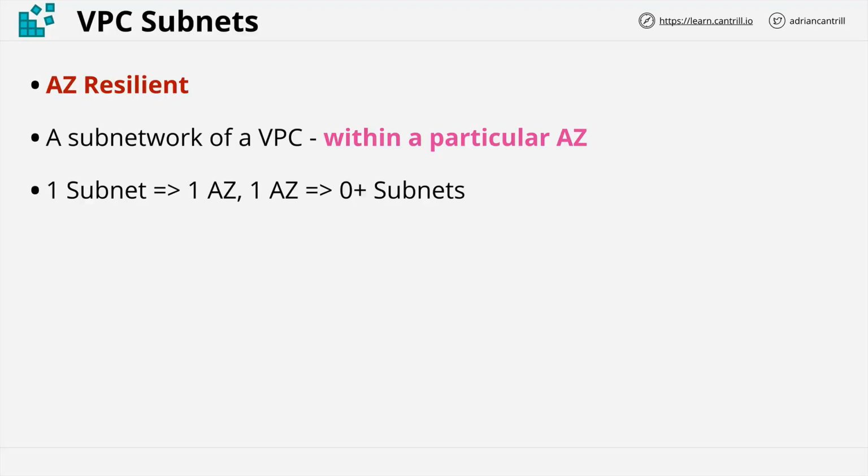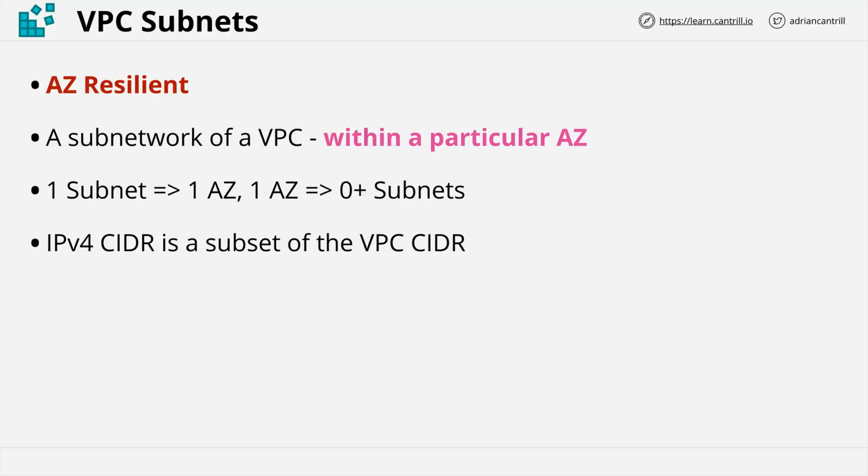Now the subnet by default uses IP version 4 networking, and it's allocated an IP version 4 CIDR. And this CIDR is a subset of the VPC CIDR block. It has to be within the range that's allocated to the VPC. What's more, the CIDR that a subnet uses cannot overlap with any other subnets in that VPC. They have to be non-overlapping. That's another topic which tends to come up all the time in the exam.